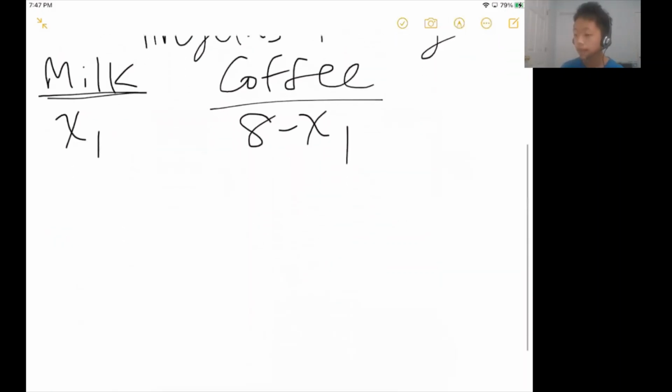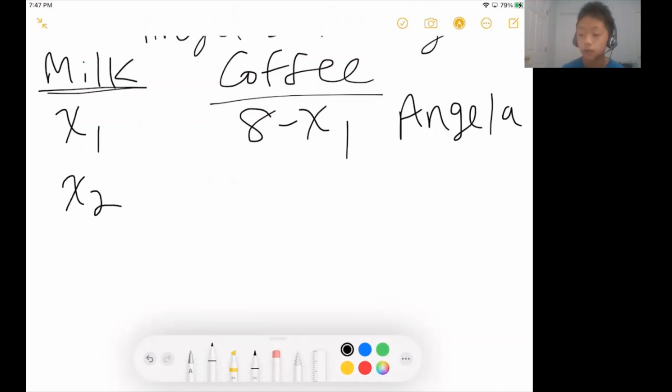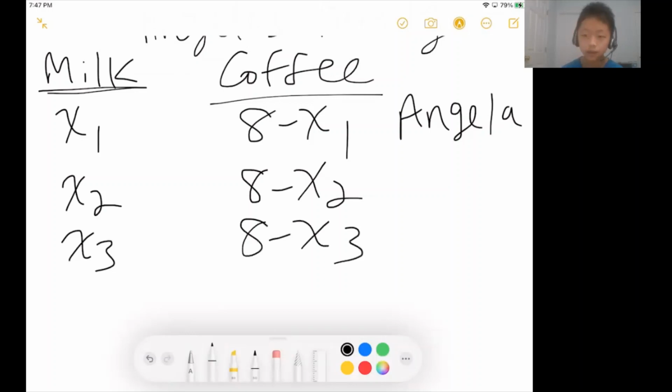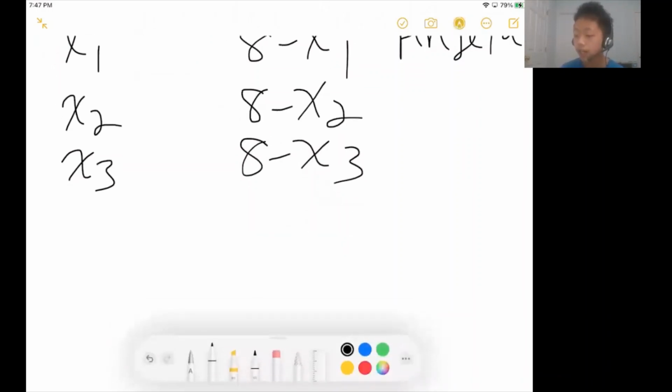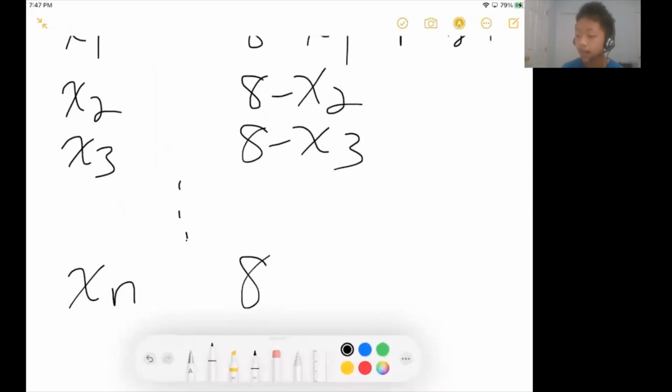Now let's suppose this is what Angela drank. We don't know about the other family members, right? So let's say the second family member drank x2 amount of milk. That means for coffee, they drank 8 minus x2 amount of coffee. And let's say the third family member drank x3 amount of milk and 8 minus x3 amount of coffee. Remember, the sum of the total amount of milk and coffee must always equal 8 from the problem. And we can continue this logic. The last person, the nth person, drinks xn amount of milk. That means they drink 8 minus xn amount of coffee.